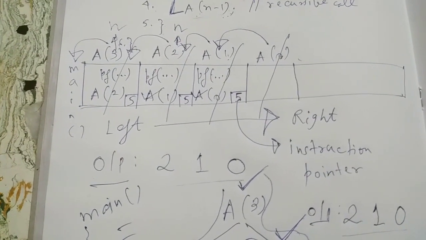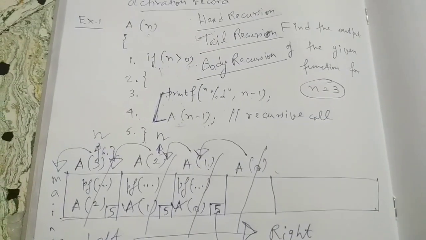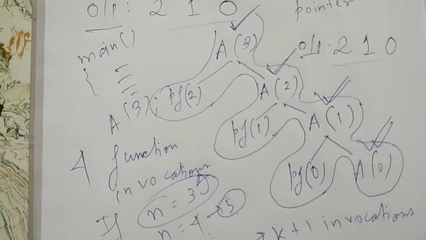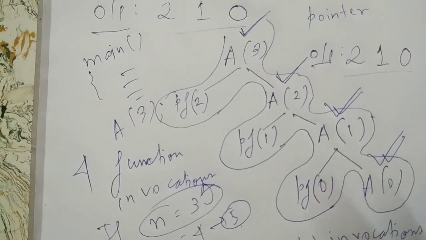So I hope this is understood. So this was an in-depth example on how to trace out a recursive function. Now what I'll do is I'll take up one more example. So let's see how things are done.